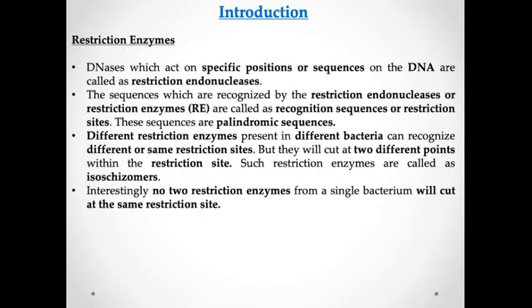Furthermore, endonucleases which act on specific positions or sequences on the DNA are called restriction endonucleases, also known as restriction enzymes. These sequences are palindromic sequences, which we have already discussed before. They are present in different bacteria and can recognize different sites. Some enzymes recognize the same restriction site but cut at two different points within it; such restriction enzymes are called isoschizomers. No two restriction enzymes from a single bacterium will cut at the same restriction site.